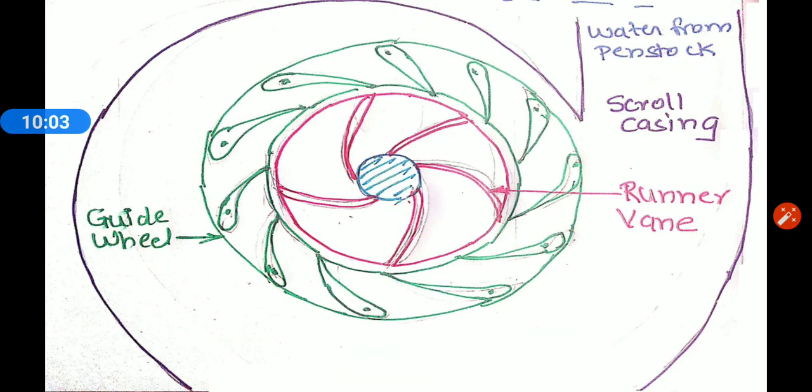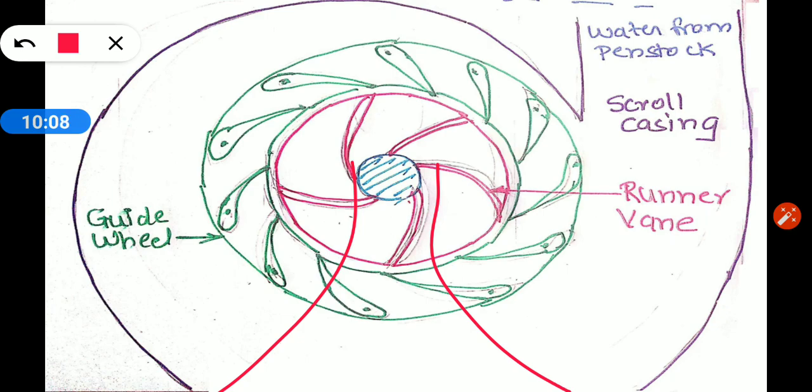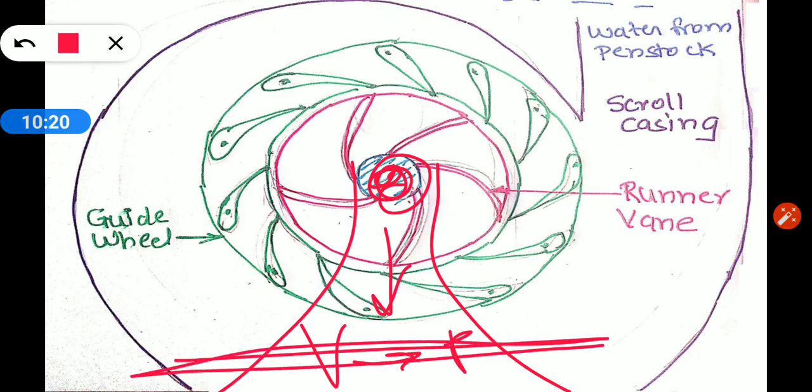But if you are using a draft tube, what happens? It will start recovering the high kinetic energy. We are getting high kinetic energy over here, and that will start getting converted into pressure. So here the pressure will become above atmospheric.